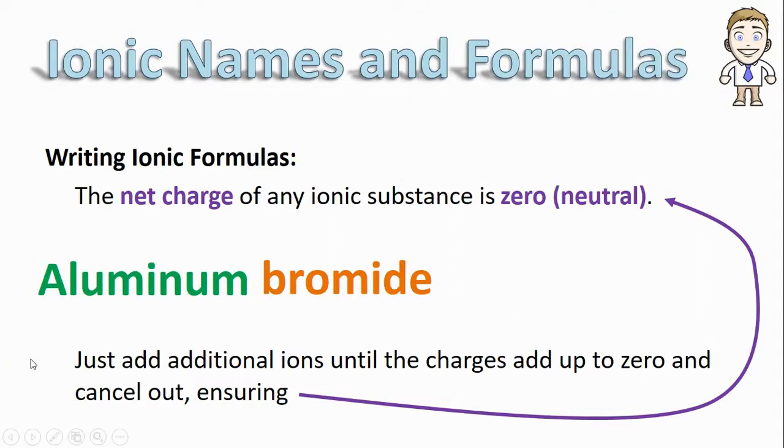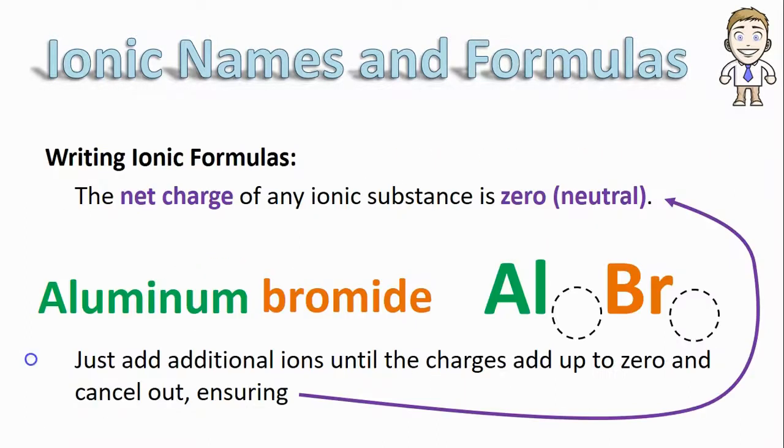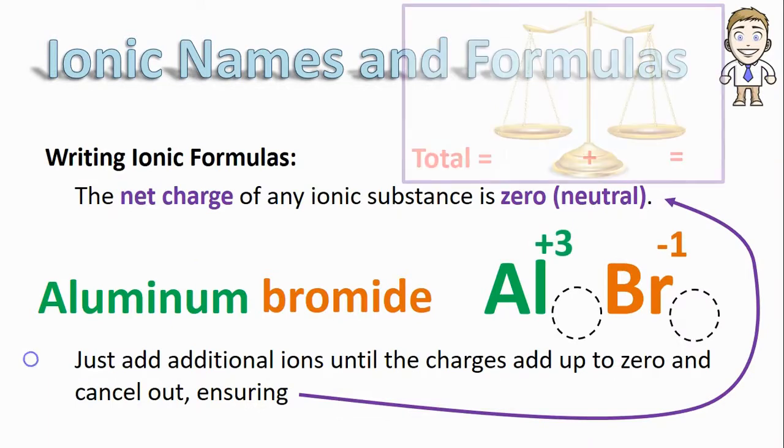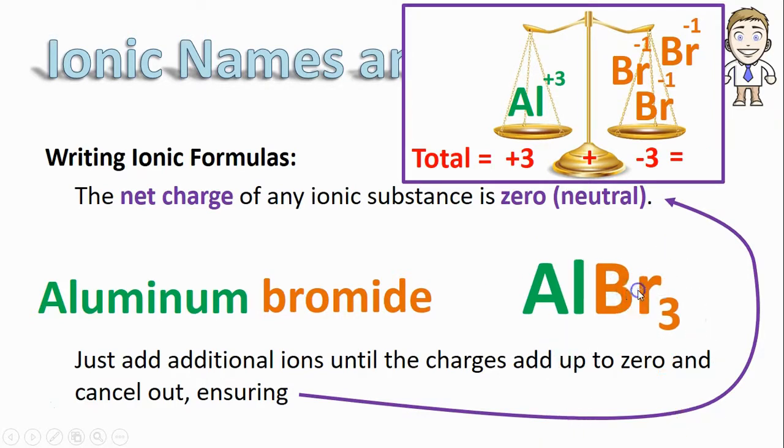Here's a second example. Let's try aluminum bromide. Symbols first, Al and Br. Look up the charges second, +3 and -1. Use the scale if it helps you see if the charges balance. +3 and -1 definitely don't balance. But if I added a second and a third bromide, now my total negative charge is -3, which does balance out a +3. This makes the net charge 0, and again, this is what we're trying to achieve. My subscripts on the formula will be 1 for the 1 aluminum, 3 for the 3 bromides. Get rid of everything you don't need, making the final formula AlBr3.